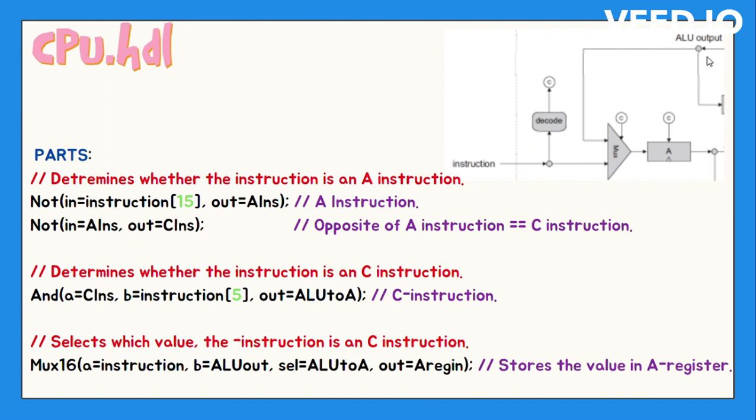If the instruction is an A instruction, then the CPU takes the specified 15-bit value and stores the value in the A register. In the architecture, we know that the A register can be fed by either the instruction or the ALU output. Again, if it is a C instruction, it performs the computation in the ALU, and the ALU output is fed to the A register. We use an AND gate to determine whether the instruction is a C instruction, and Mux16 is also used to select whether the instruction or the ALU output is stored into register A.